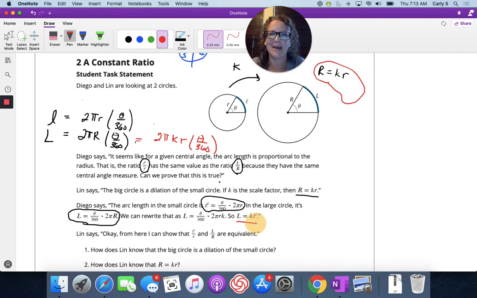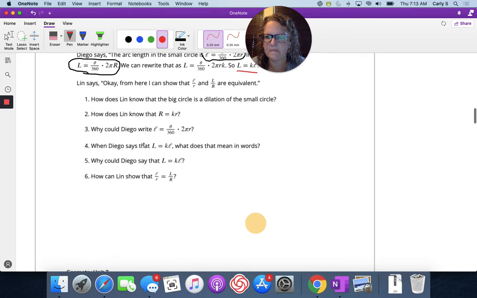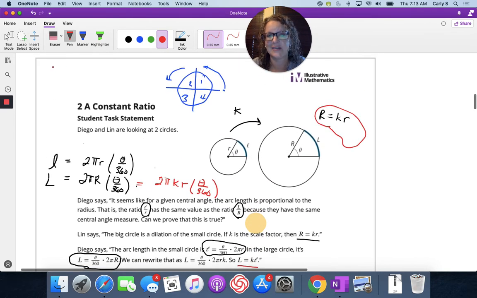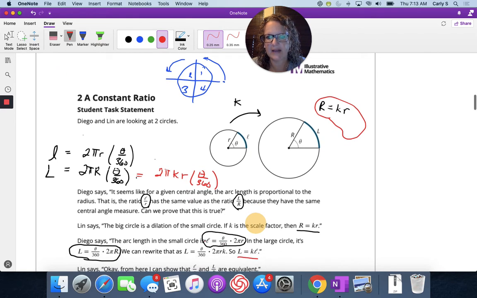All right, what does that mean? Where did everything go? So how can I get from there? I'm out of paper. That's tragic. All right, so we've got little l equals this, big L equals that. So we can say that big L equals K times little l.